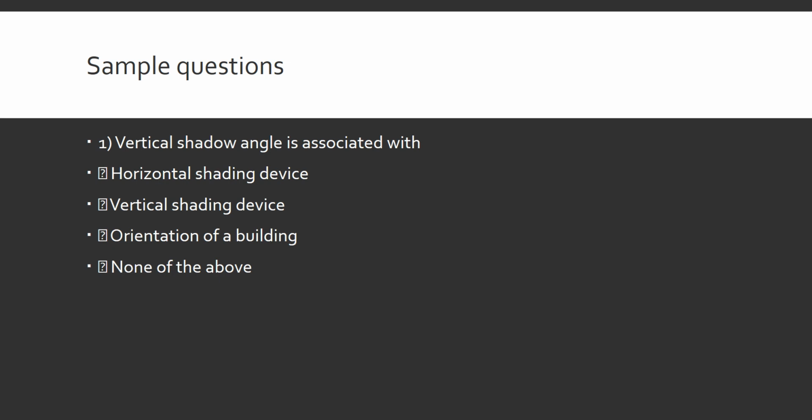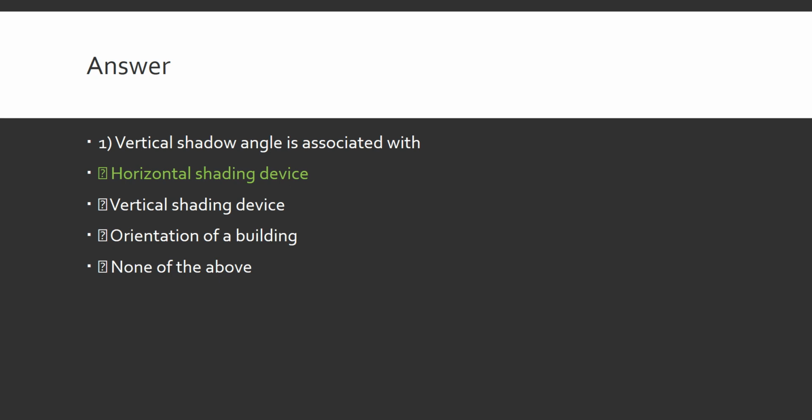Vertical shadow angle is associated with which one? Basically, when I showed vertical shadow angle and horizontal shadow angle, these things play a role in designing the shading device. When you talk about vertical shadow angle, it means it is dealing with horizontal shading device, and vice versa. If we talk about horizontal shadow angle, it deals with vertical shading. It's kind of a vice versa thing that you have to keep in mind. Here the answer is horizontal shading device.